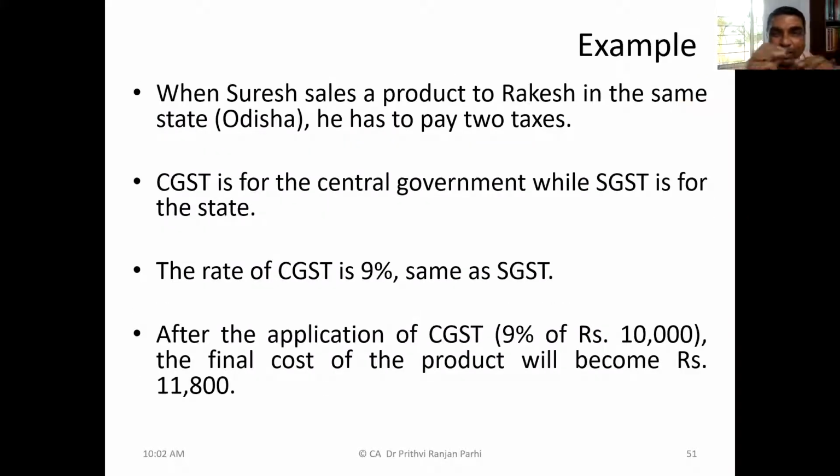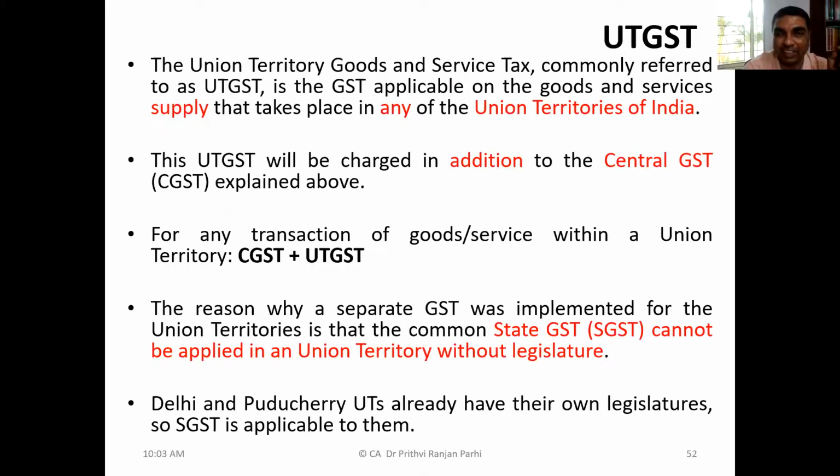So this is an example. Let us say Suresh sells a product to Rakesh in the same state, Odisha. Now, in this case, two taxes will be levied. One is CGST, the other one is SGST. Assuming that the CGST rate is 9%, the SGST rate will also be 9%. And in case supply is made outside the state, then the total 18% will be levied as IGST, because that becomes an interstate tax.